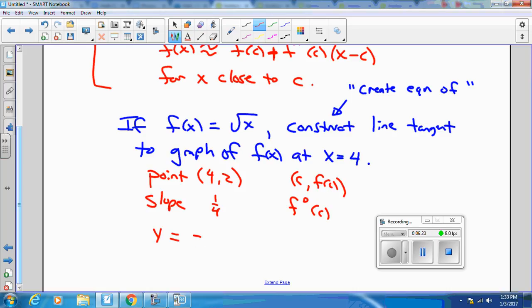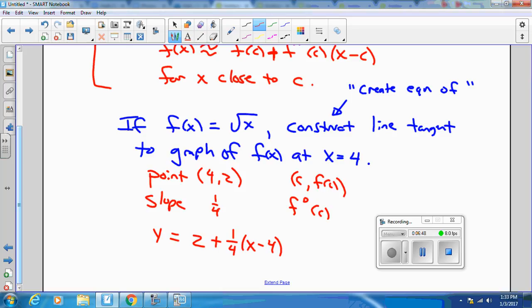And so when I write the equation for the line tangent, what I get is y is equal to 2 plus a fourth of x minus 4. And here I just took the point slope form and I added 2 to both sides. Now I could simplify this if I wanted to. I noticed that Tony did that on his, and there's nothing wrong with that. But this is a nice form for observing some things that are to come. Okay? So that's my tangent line.